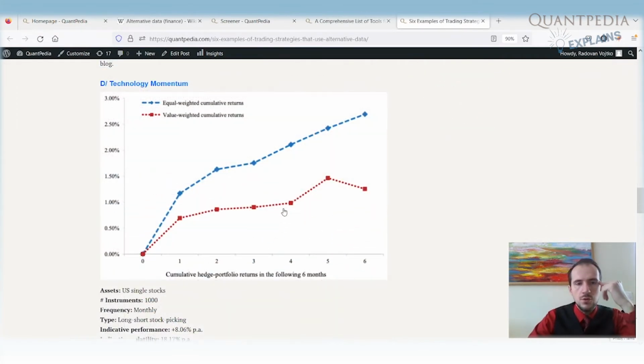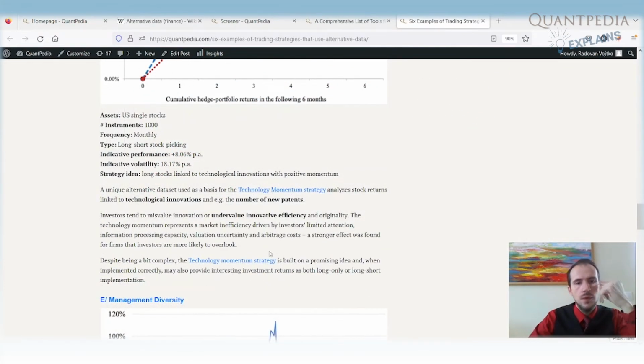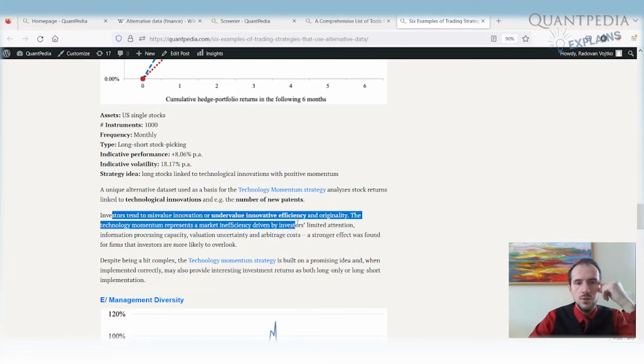And then we have technology momentum. Technology momentum analyzes technological innovation, the number of new patents, so that's something we already covered in a Quantpedia video. Investors tend to misvalue innovation and undervalue innovative efficiency. It's a little more complex. What we have found is that this strategy usually buys mainly technology stocks, so it's mainly a sector-based strategy, but it can still outperform the market.